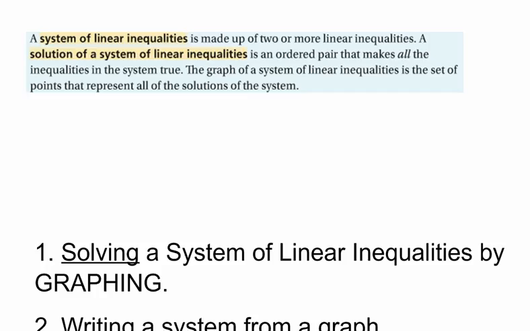So for definition's sake, a system of linear inequalities is made up of two or more linear inequalities. A solution to a system of linear inequalities is any ordered pair that makes all the inequalities in the system true. So any ordered pair that could work for both inequalities. And there are going to be multiple solutions for these answers.